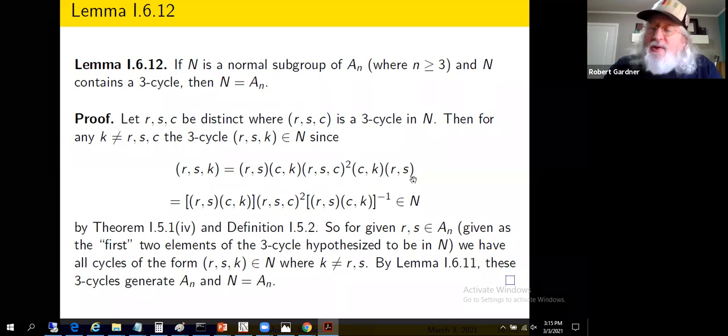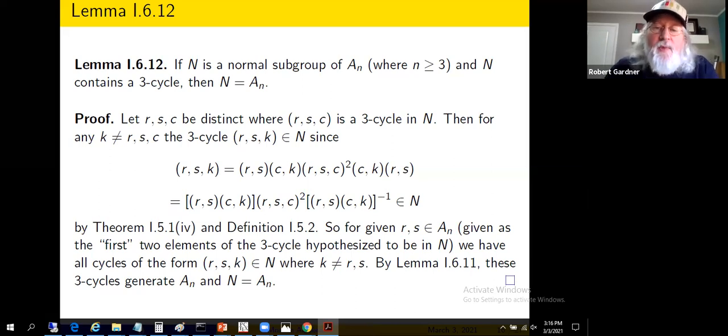This was set up where all the symbols are distinct: the C's, the K, the R, and the S. Reversing the order doesn't really matter, but it doesn't hurt. We do have commutativity when we deal with disjoint permutations. That'll play a role here shortly. But this product representing this 3-cycle is an element of A sub n times an element of n times an element of A sub n inverted.